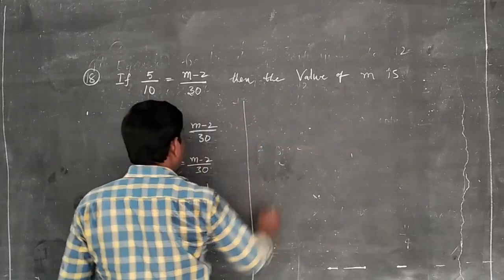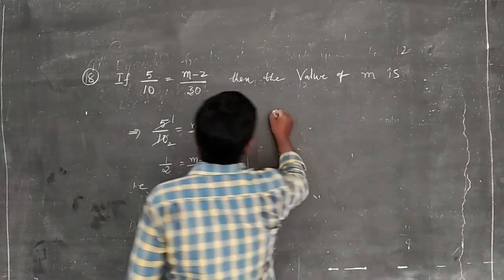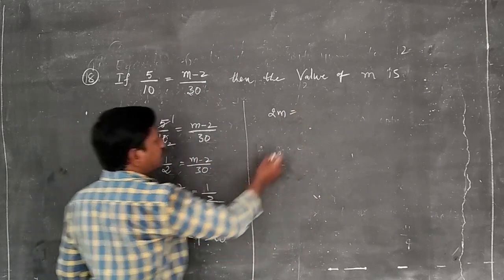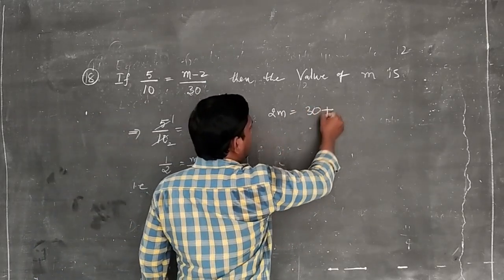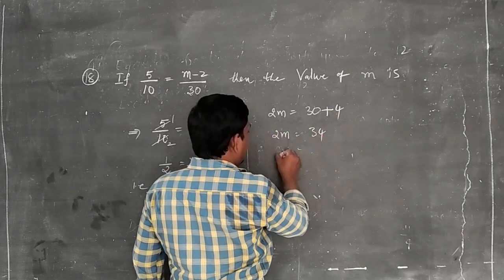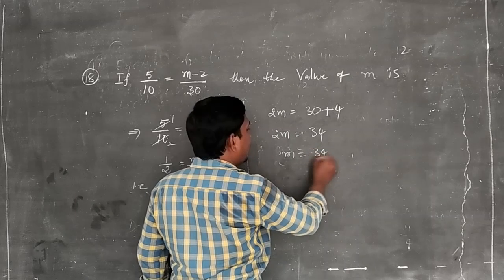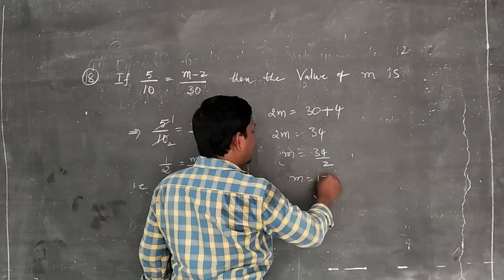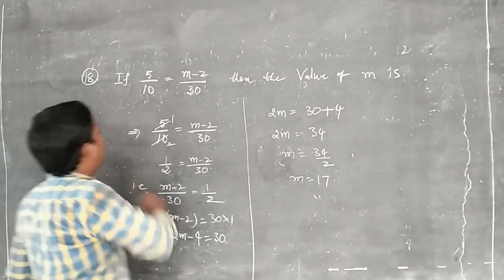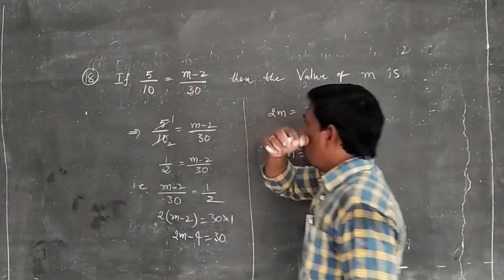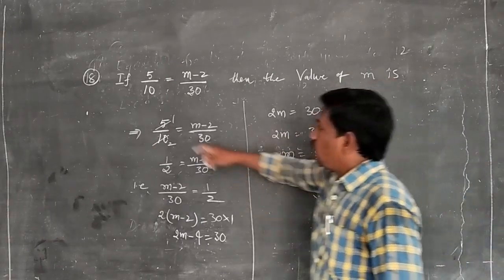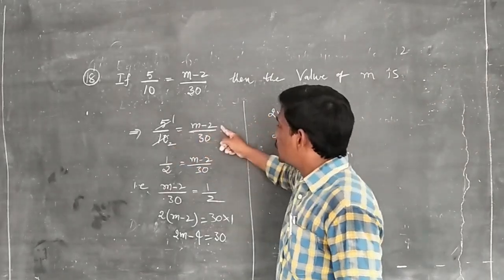Now, by transposition, 2m equals 30 plus 4, since minus 4 becomes plus 4. 2m equals 34. m equals 34 by 2. m equals 17. So, if 5 by 10 equals m minus 2 by 30, then the value of m is 17.